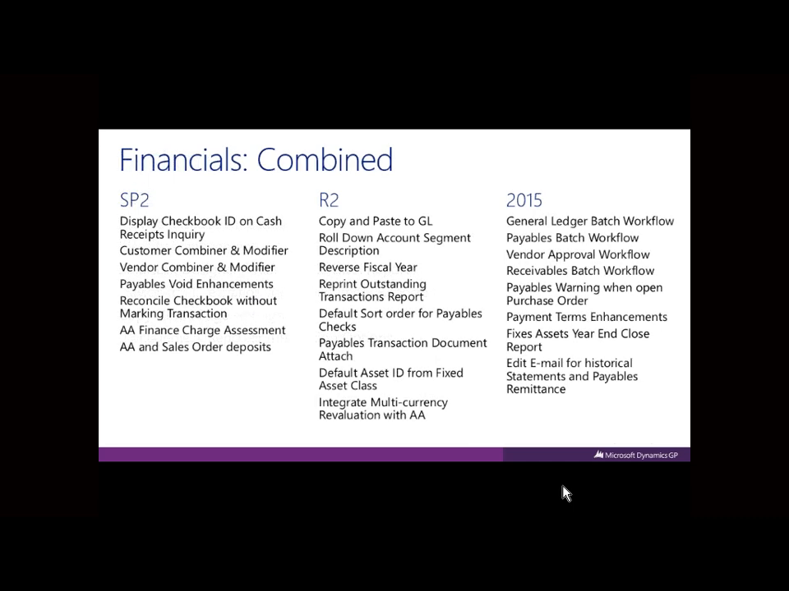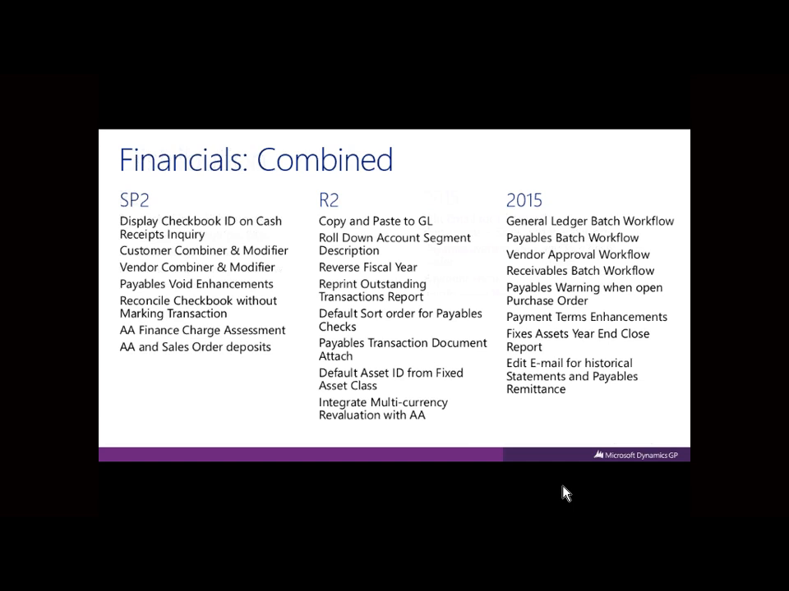All right, so just again to give you an idea, SP2 was GP 2013, so a bunch of stuff came in with that. R2 got a bunch of big things, copy paste, being able to undo a fiscal year. So if I close my fiscal year and realize we goofed, or if maybe we've been acquired or something else, and we need to go back more than one fiscal year, you can open up fiscal years as far back as you want, make entries, and then reclose them all the way forward.